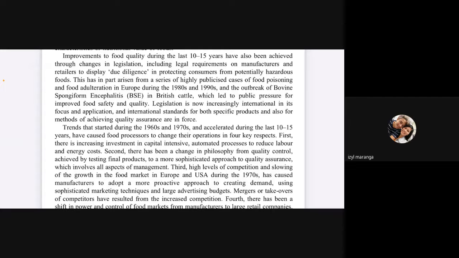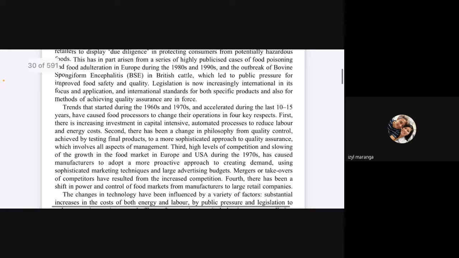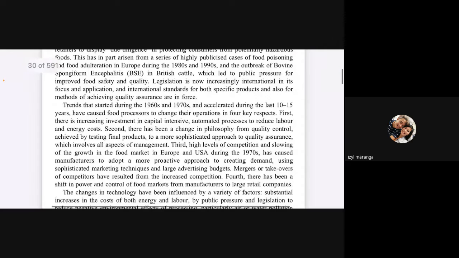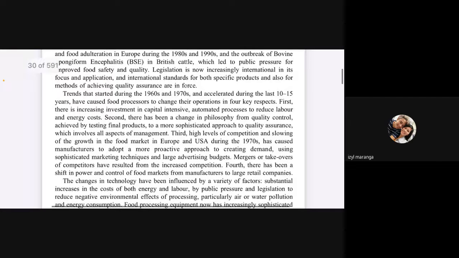And for example, we don't know if food contains not only unacceptable chemicals but also ingredients, no? And in the 1980s to 90s, meron tayong outbreak ng bovine spongiform encephalitis in British cattle. So, nagkaroon tayo ng food pressure for food safety and quality para maiwasan ang spread nito. So, nagkaroon ng legislation internationally, no?